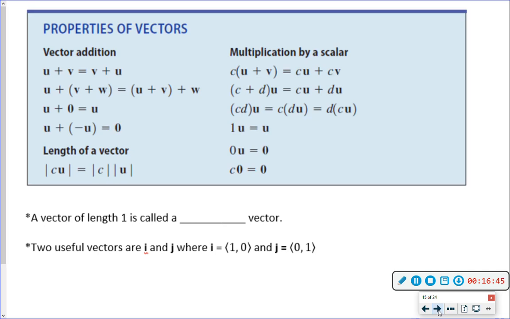All right, of course you can distribute a scalar through. 1 times the vector is the vector, 0 times the vector is the zero vector. Okay, we got it. A vector of length 1, of course, has a little fancy name. We call it the unit vector.